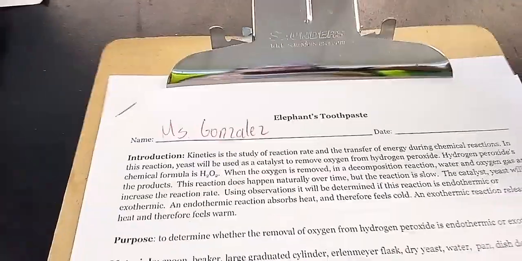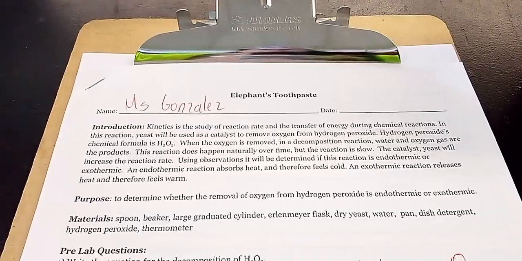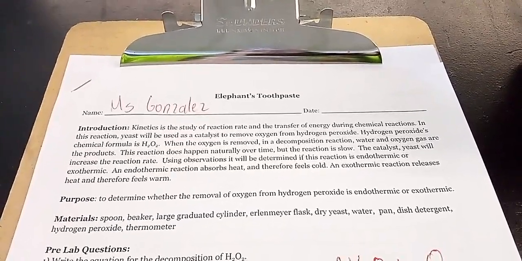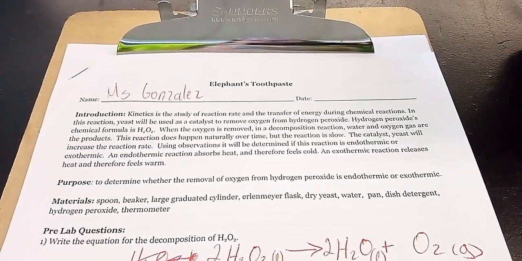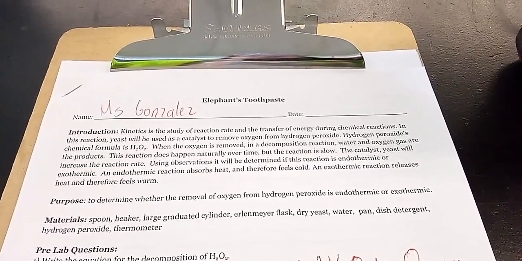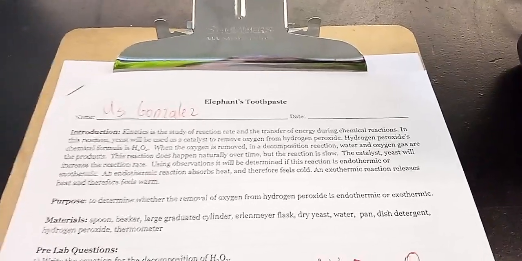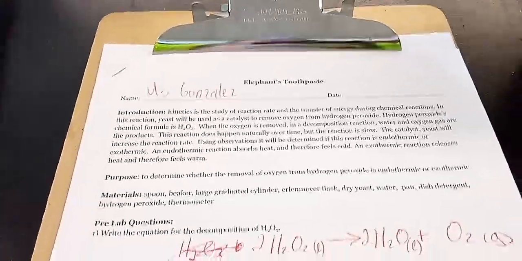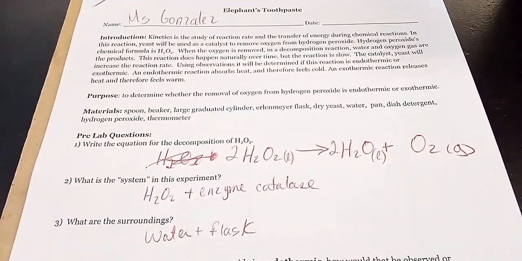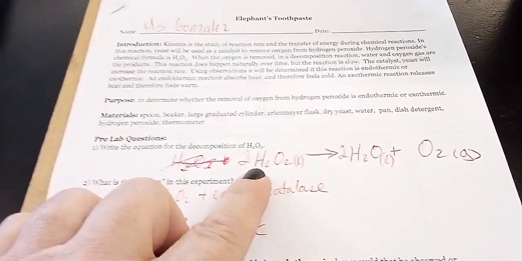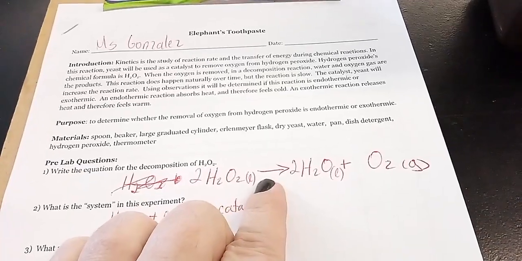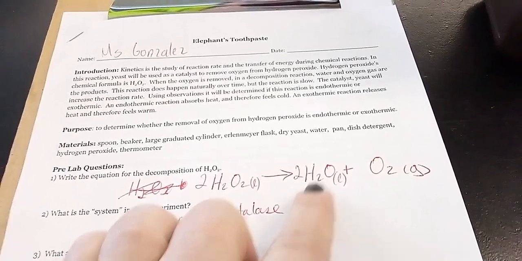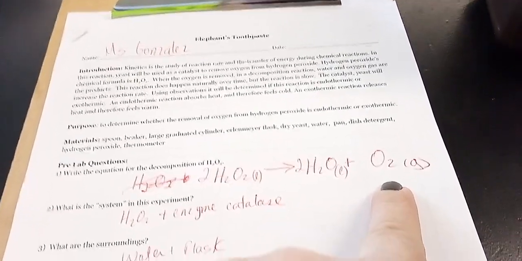Knowing that, what we're going to do is we're going to use observation to determine if this reaction is endothermic or exothermic. An endothermic reaction absorbs heat and therefore feels cold. An exothermic reaction releases heat and therefore feels warm. So these are the pre-lab questions. So here's your decomposition reaction for the hydrogen peroxide. 2 moles of hydrogen peroxide will produce 2 moles of water and 1 mole of oxygen gas.